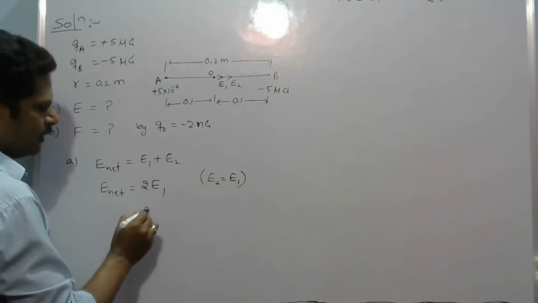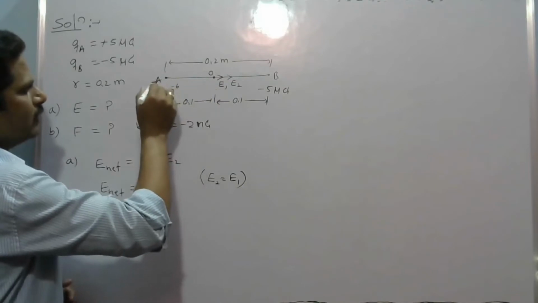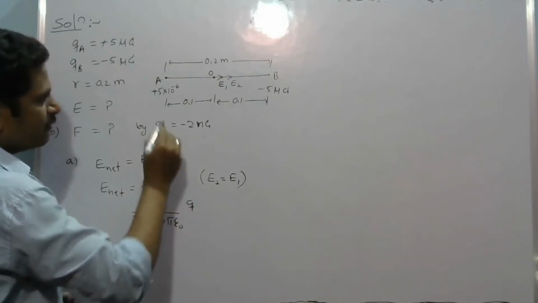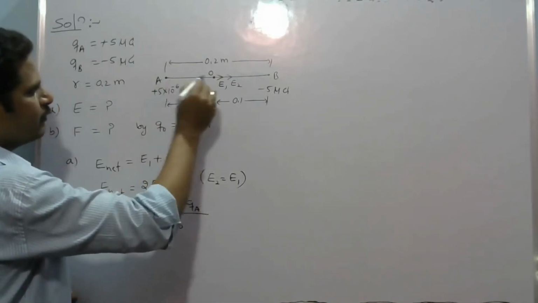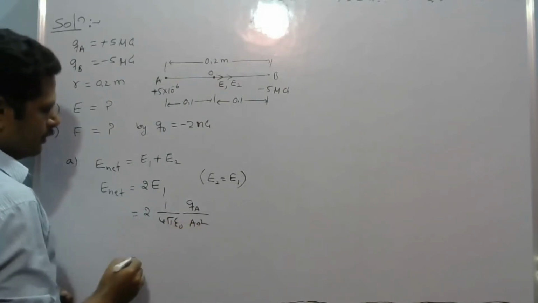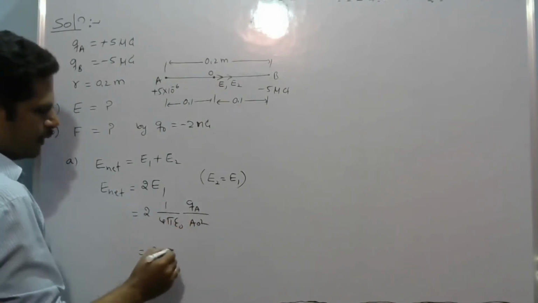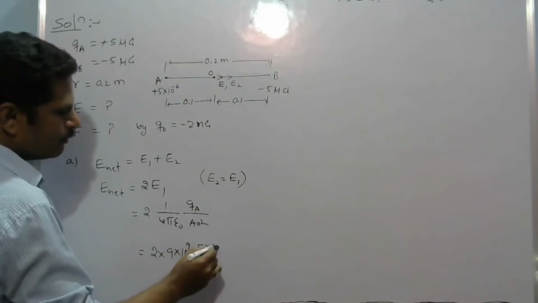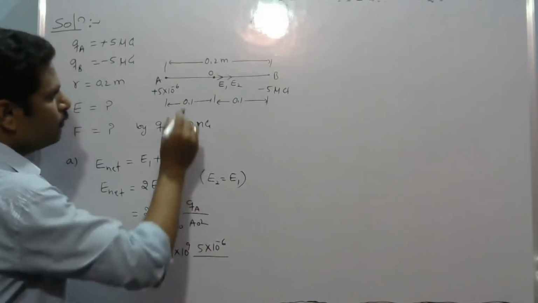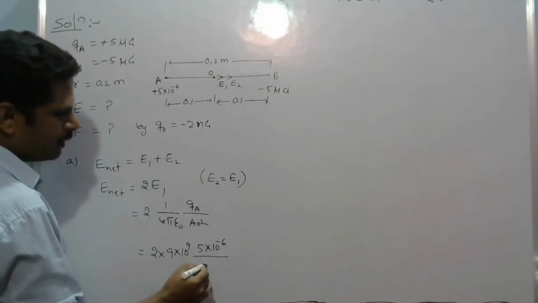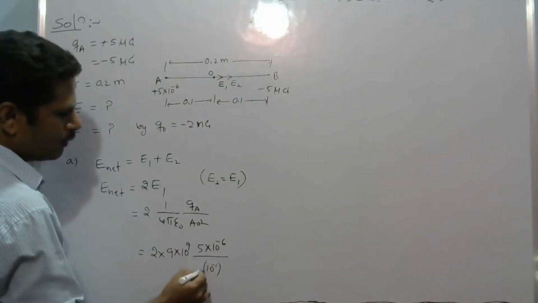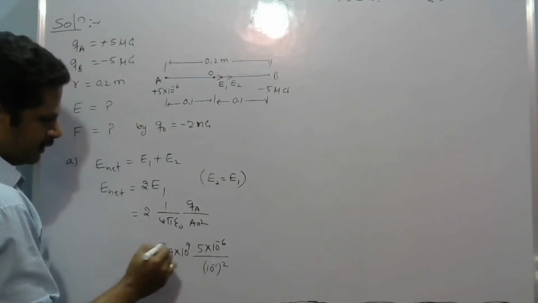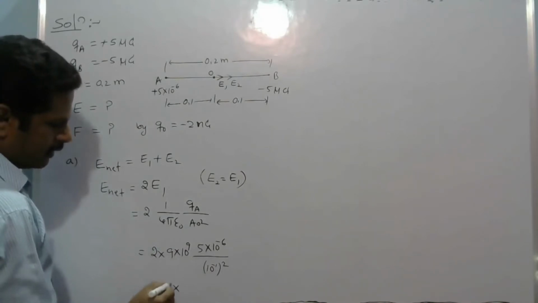Now we know that the electric field at O due to the charge placed at A is equal to 1 by 4 pi epsilon naught times the charge placed at A, QA, divided by the square of the distance of O from A, AO square. On substituting, that is 2 into 1 by 4 pi epsilon naught, whose value is 9 into 10 raised to 9, QA equals 5 into 10 raised to minus 6, divided by AO square. Here AO equals 0.1, which can be written as 10 raised to minus 1, whole square. Now 2 into 9 into 5 is 18, 5 is 90. So 90 into 10 raised to 5.